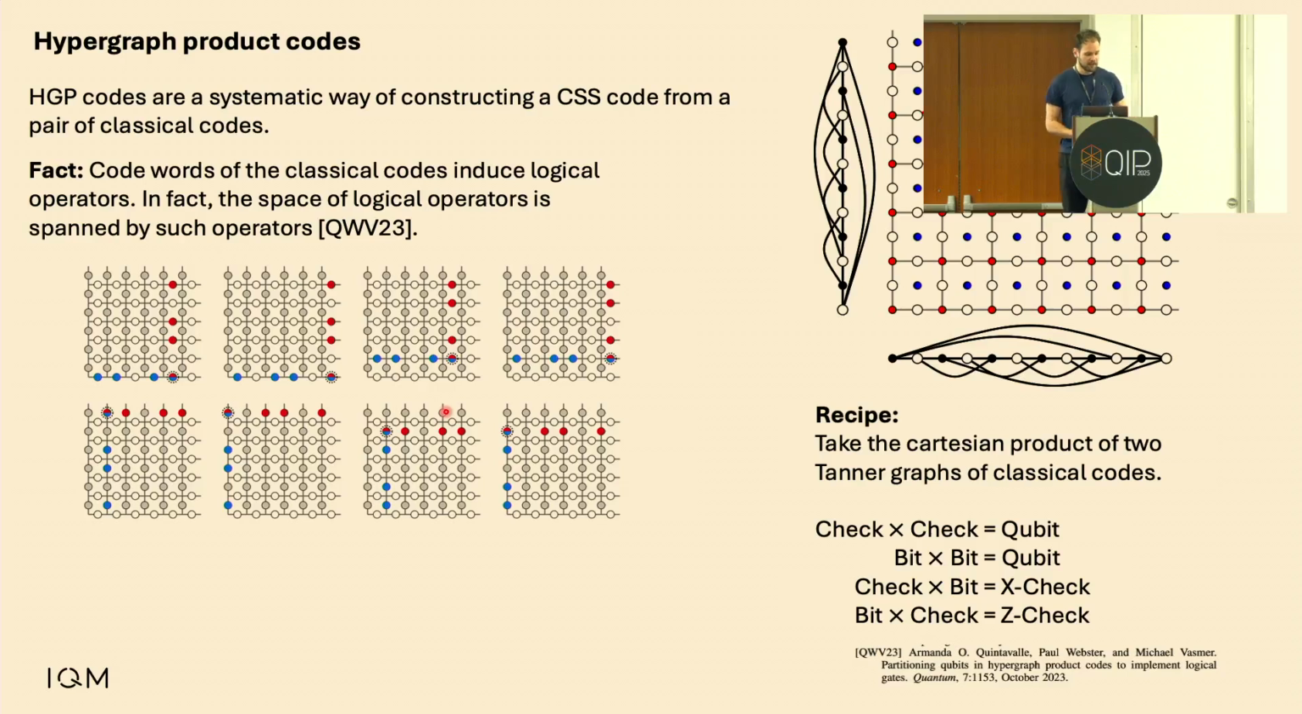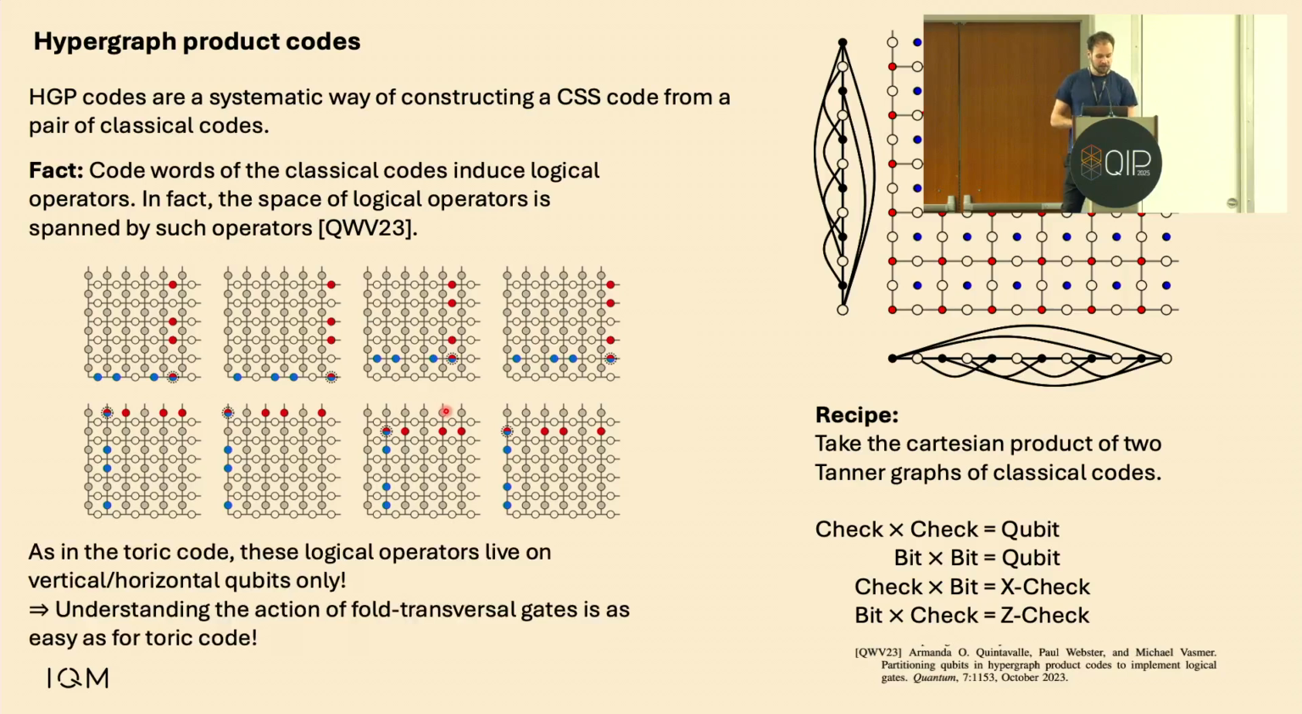Okay, and because of that, for example, if you would apply the same fold-transversal gate to this now, the analysis would be as easy as before. There's really nothing that is more complicated here. You can track the logical action as we did before.